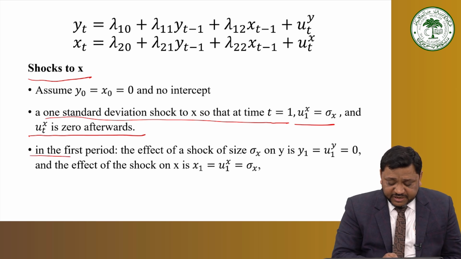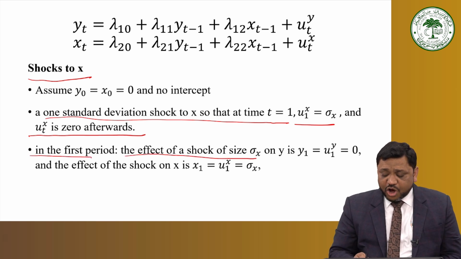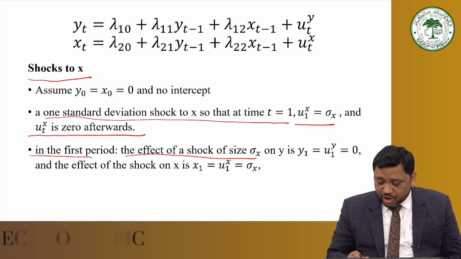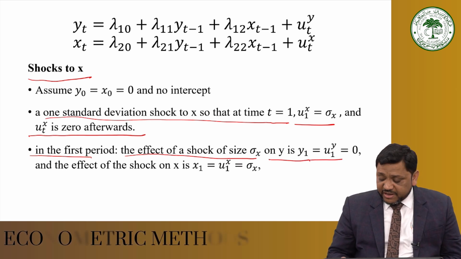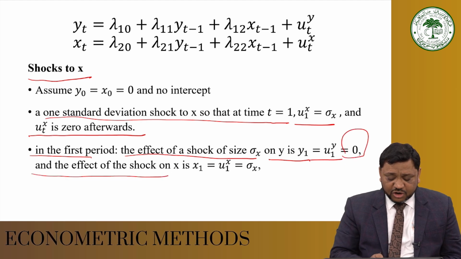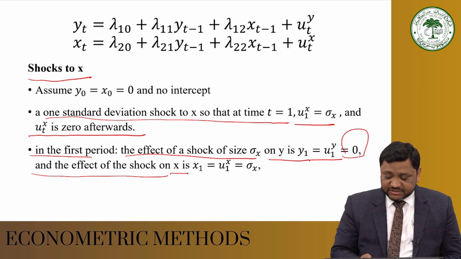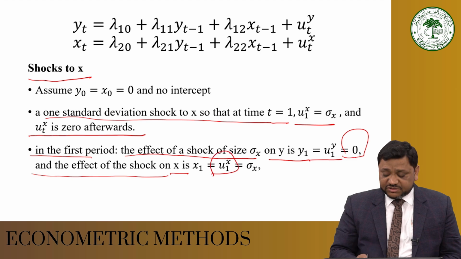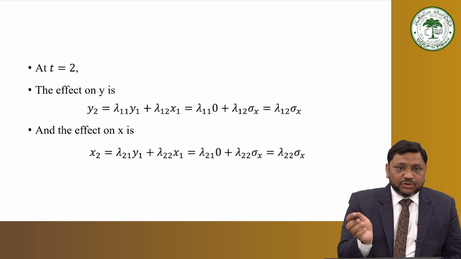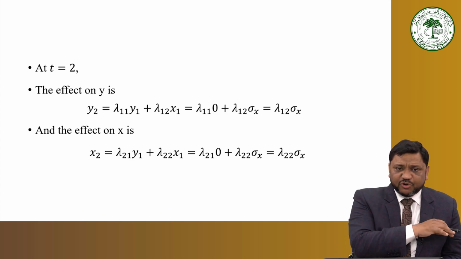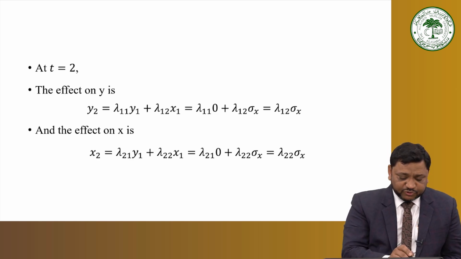So in the first period, the effect of a shock of size sigma x on y is y1, which is equal to uy at the first time period, equal to 0, and the effect of the shock on x is ux, which is equal to sigma x. Now this process, we are repeating the process which we have done earlier in terms of shock to y.